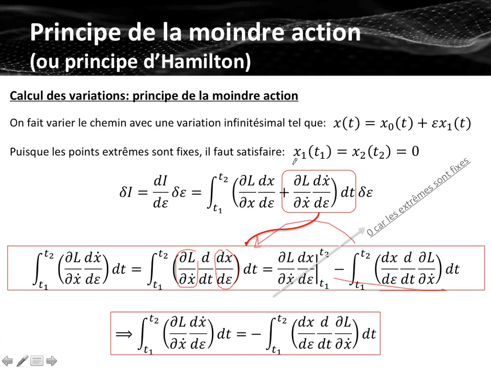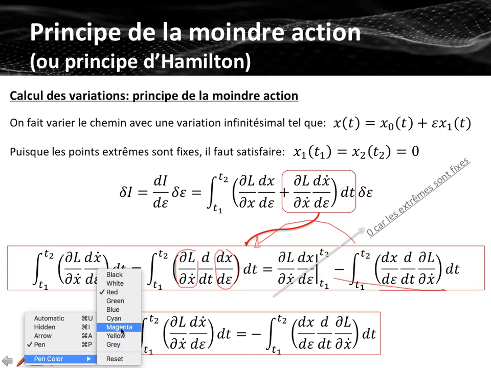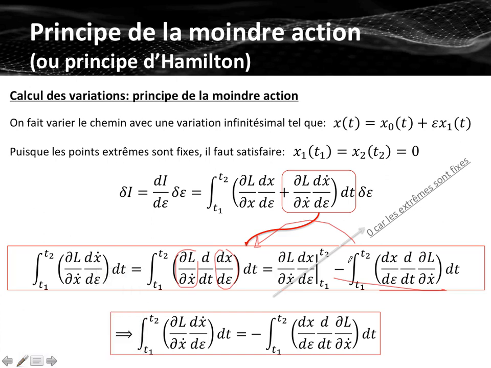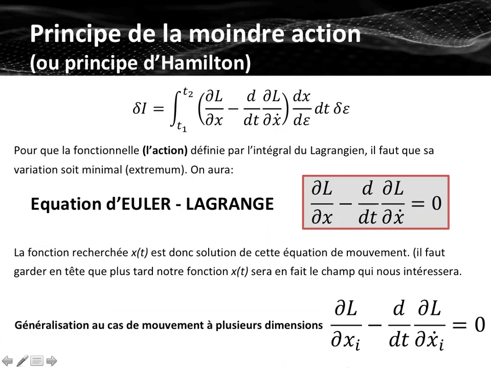Why? Because I just said that the two extreme points, final and initial, must be fixed. So there will be no variation if I induce a variation epsilon on the trajectory between them. Now this leads us to say that this term here is basically equal to minus the integral from t1 to t2 dt. Well, we just replace this term with this expression here. Okay, this is what we found. So instead of this, we put this. So remove this one and put this one.